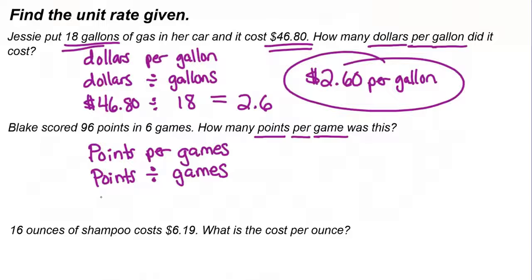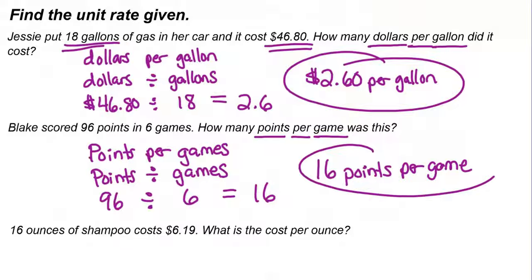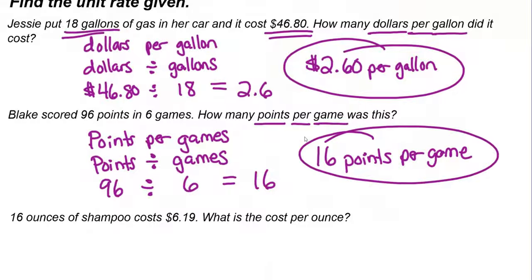that he played. So the number of points he scored was 96. I'm going to divide that by the number of games he played, which is 6. 96 divided by 6 is 16. That tells me that Blake scored 16 points per game, not points per gallon. That doesn't make any sense. And there's my unit rate for that situation.